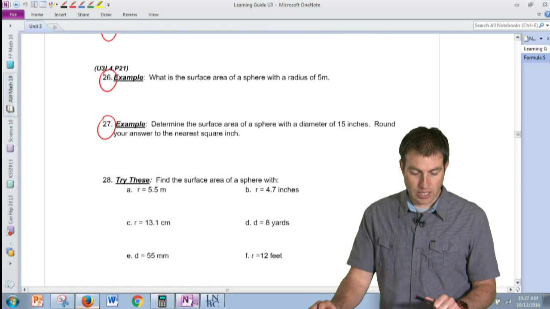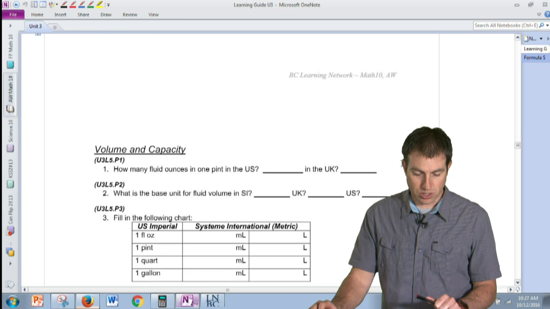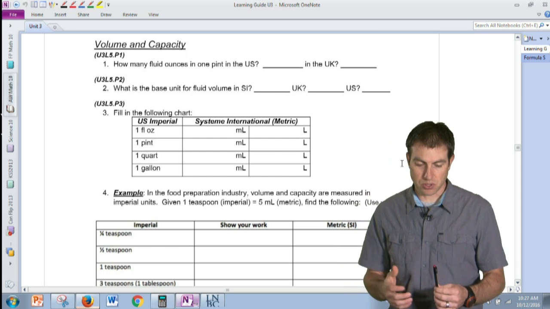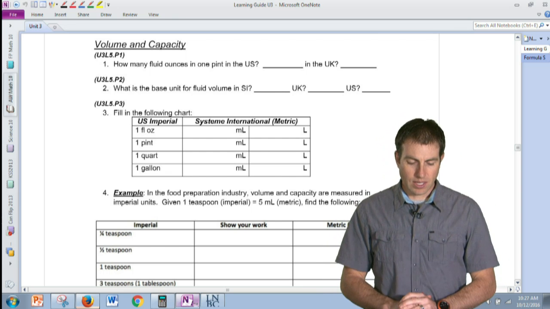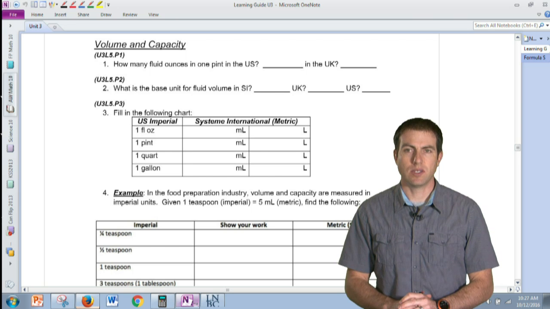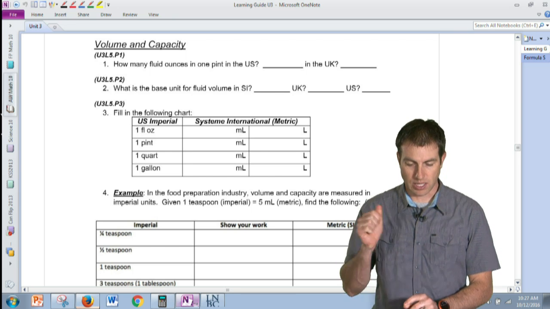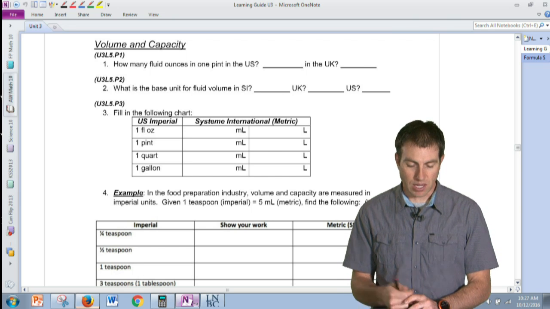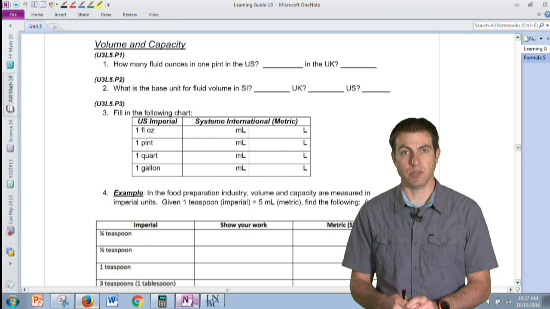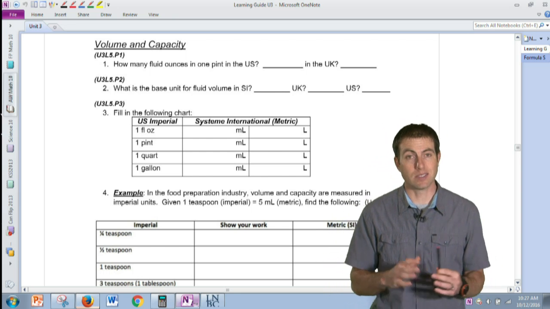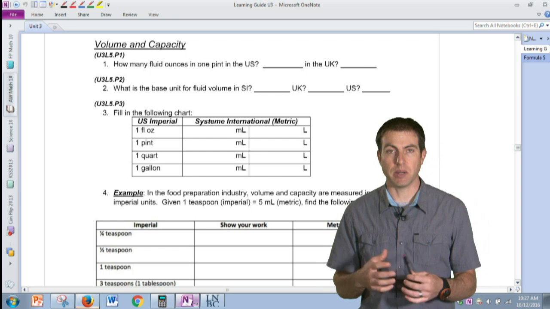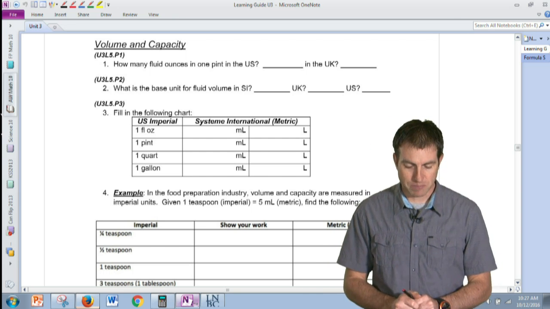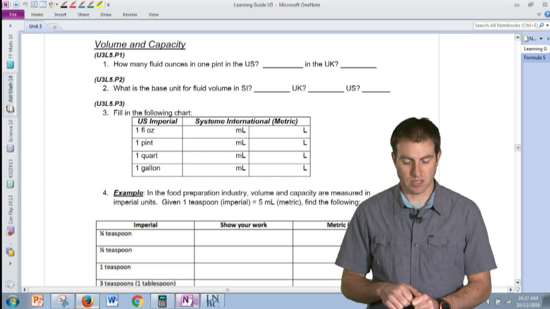What I want to do today is start into this volume and capacity. It's not a super long unit. It's pretty straightforward. But when I was going through the learning guide last week, just doing some of the problems, I got really frustrated. And I'm thinking if I'm getting frustrated doing this stuff, then you guys are going to be really frustrated. So I'm going to try to make it as simple as possible, giving you the necessities, and then give you guys some time to go through it.